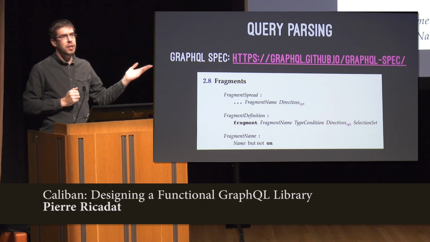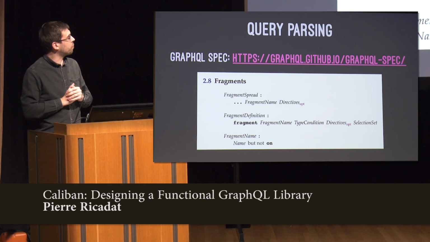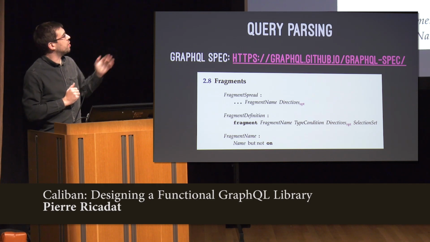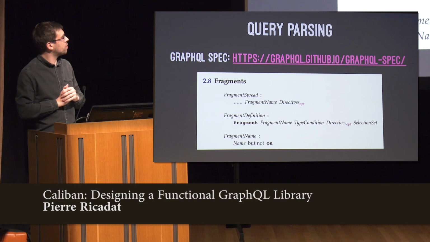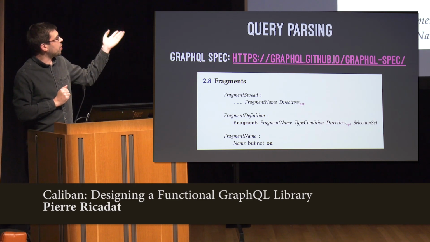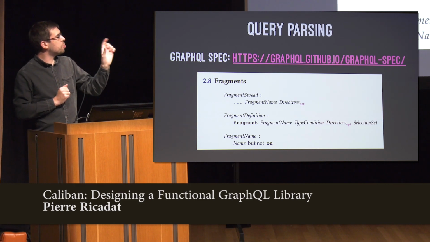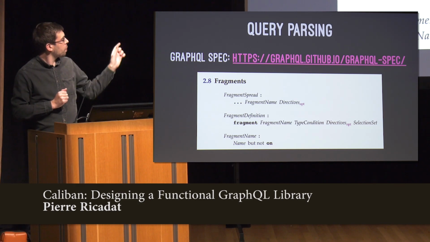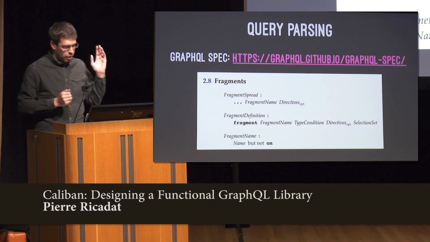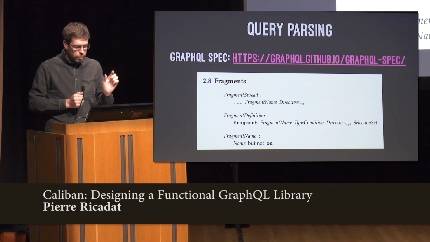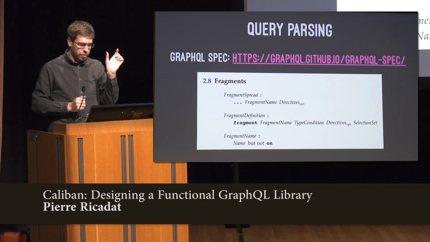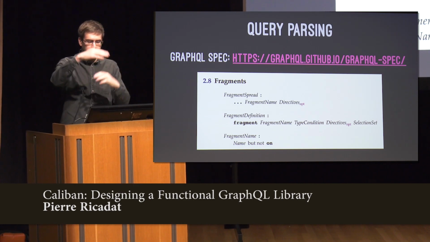So you can see the way the spec defines how types are. So for example, a fragment spread is three dots followed by a fragment name and optionally a list of directives. And you can see a fragment name is a name but not the word on. And somewhere else there is the definition of what is a name and so on. So a lot of types.